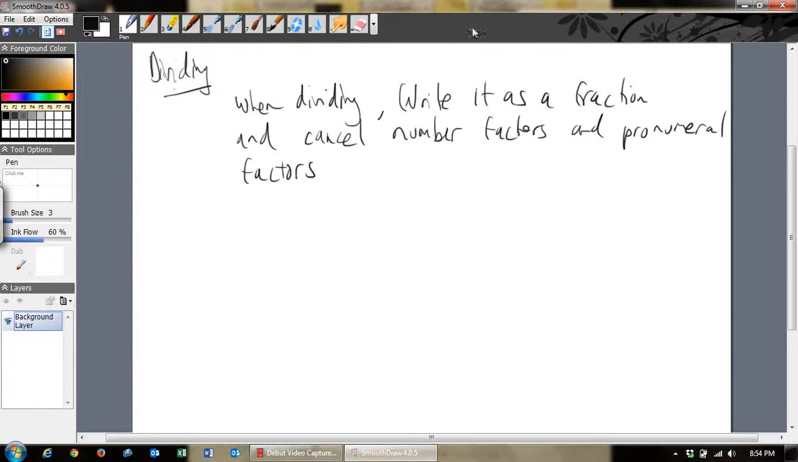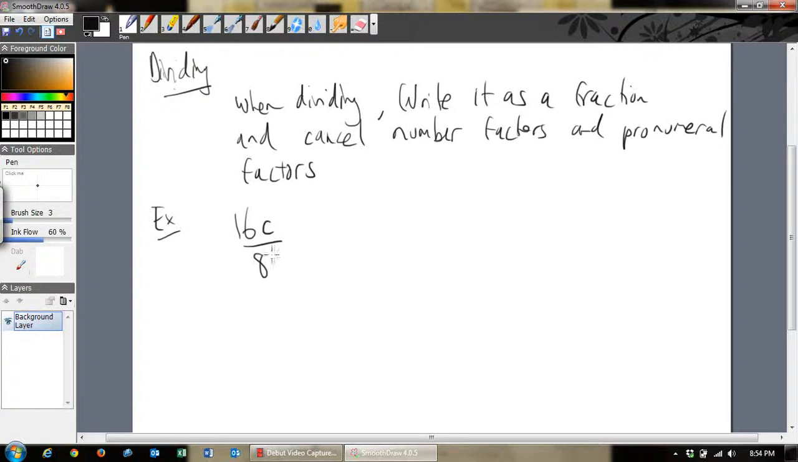Write the division as a fraction, and then look at what's on the top and bottom line, cancel out some numbers, so simplify the fraction, and also look for pronumeral factors on the top and bottom line. Okay, so straight into an example, because that's what everyone's here to see, aren't they?